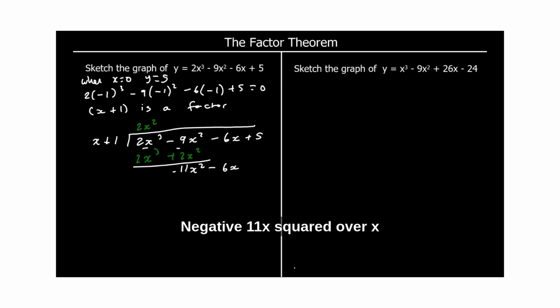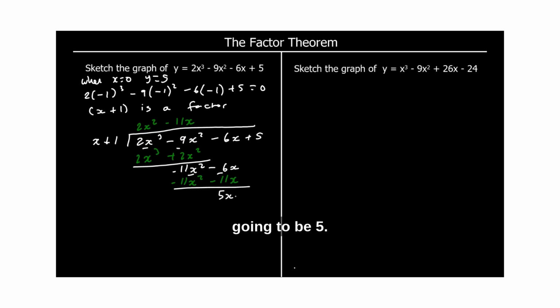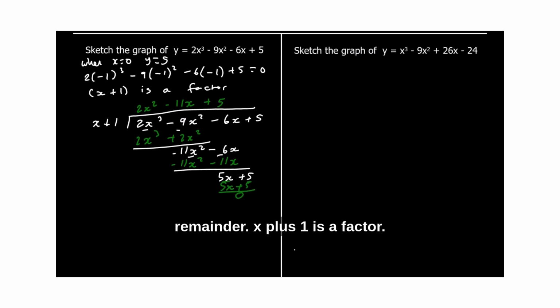Negative 11x squared over x will be negative 11x times by the negative 11x. That's negative 11x squared minus 11x. Take away. Negative 6 plus 11 is going to be 5. And 5x over x is 5 times by the 5. And I will get, take away, I get 0 because there's no remainder. X plus 1 is a factor. So I've got x plus 1 times 2x squared minus 11x plus 5.